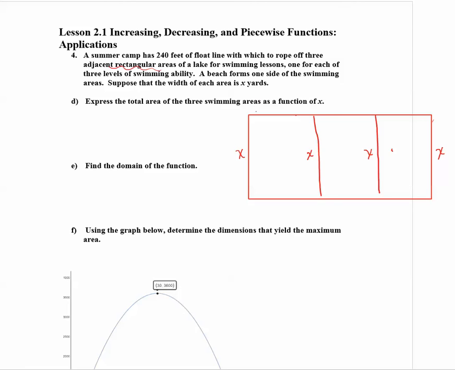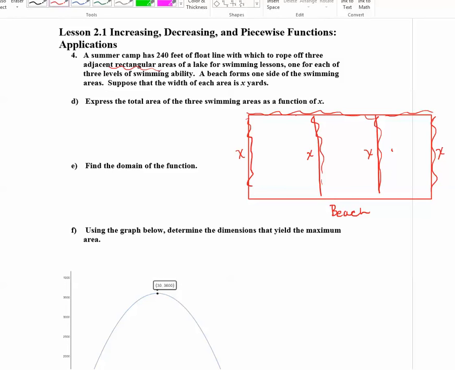And you have to label those because this is rope here. So we're actually using rope for these partitions. And then we have a length of rope here on this other side. Now this one side here is the beach, so I don't have to have any rope there. So I want to express the total area of the 3 swimming areas as a function of X.